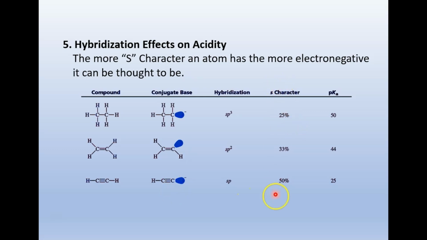And this percent of s character, there's just one s and one p, so it's 50%. For sp3, four items here, one s, 1 out of 4 is 25%.